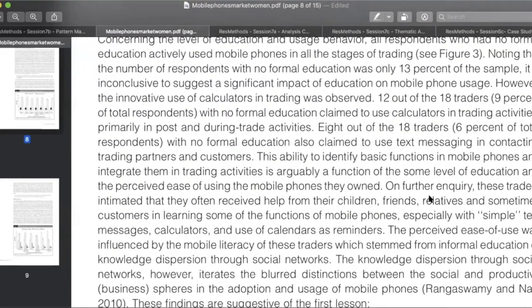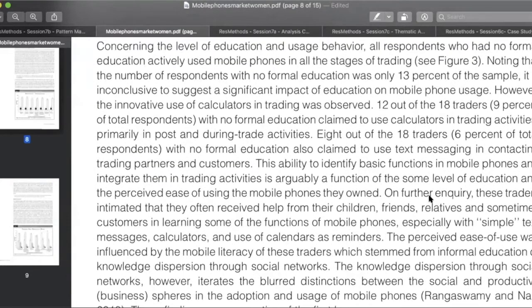Now let's look at an example. Look at this one. This one is going to show you something coming from the literature. Concerning the level of education and usage behavior, all respondents who had no formal education actively use mobile phones in all the trading and all the stages of trading. See figure 3. Noting that he said that the respondents, the market women who didn't have education, were also using mobile phones. That's interesting. So you have to ask yourself questions about that.